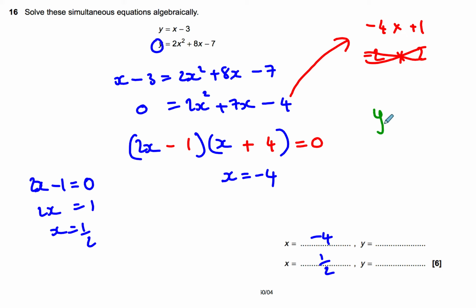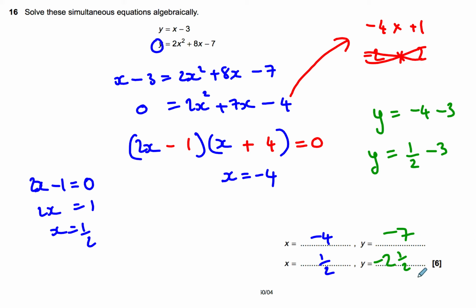So what you're going to do next is generate your y coordinate through a substitution here. I'm going to choose the first equation because it's nice and easy. My first coordinate was minus 4, but if I minus the 3, I would get my minus 7. And if I use a half, and then I minus 3, you think about 3 wholes take away a half, that's 2.5. So my value would be 2.5, but it would be a minus.